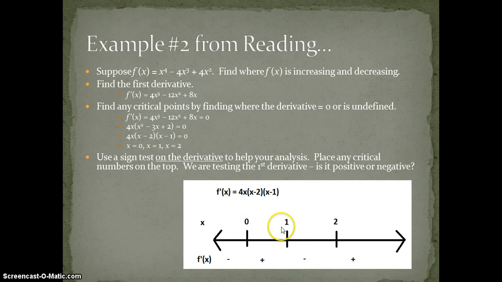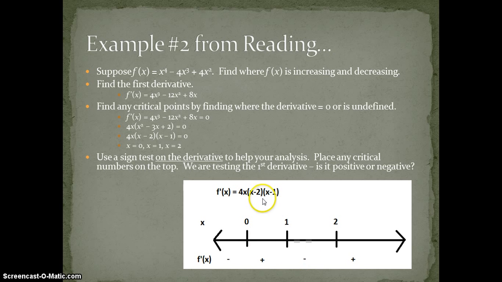So now we try a number between 0 and 1. Let's try 1/2. 4 times 1/2 is positive. 1/2 minus 2 is negative. 1/2 minus 1 is negative. Two negatives make a positive.